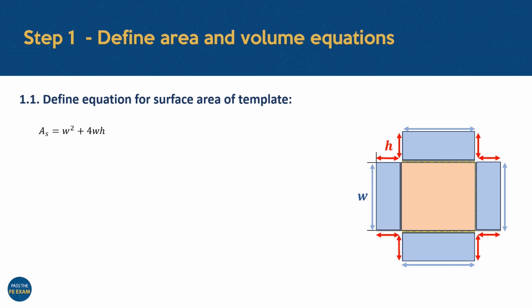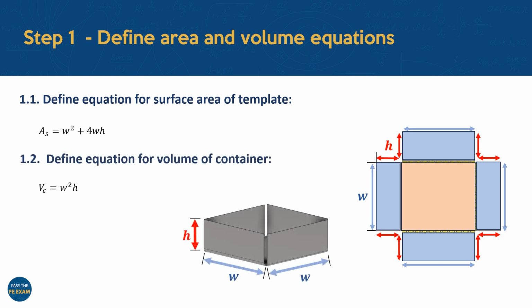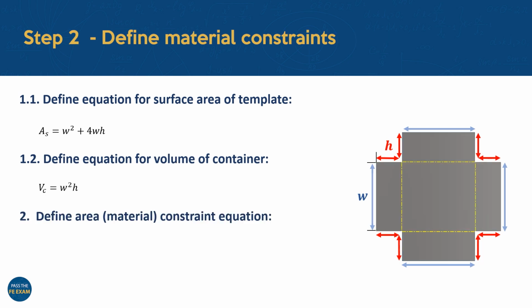Now, shifting our focus to the 3-dimensional box, we can define its volume as the product of its 3 primary dimensions. And since its base is a square, the volume will be given by its width squared multiplied by its height. These 2 equations will form the foundation of our problem and will ultimately allow us to solve for the container's maximum possible volume.